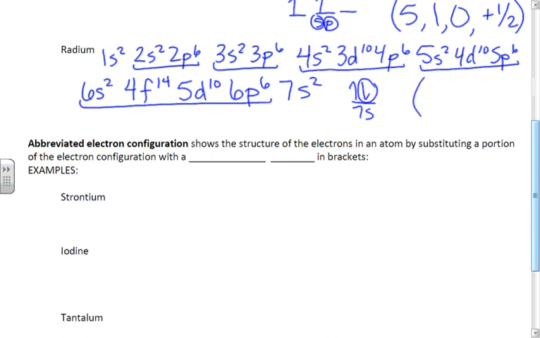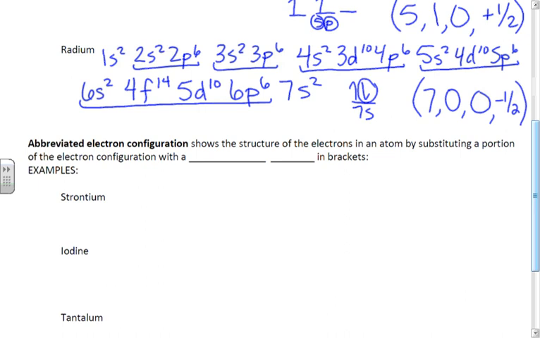So our first quantum number is what? 7. It's an S sublevel, so what number goes with S? 0, which means there's only one position. And it's facing down, so -1/2.